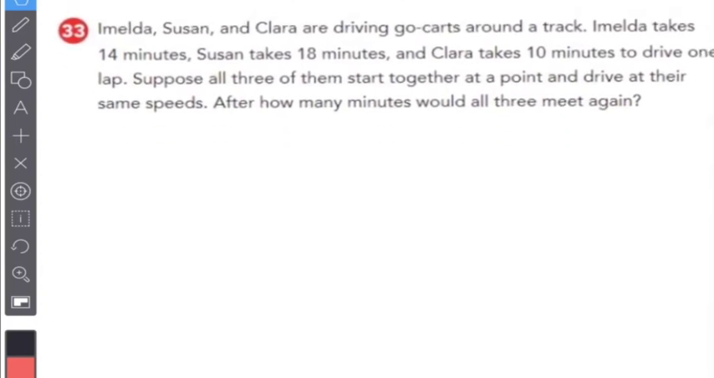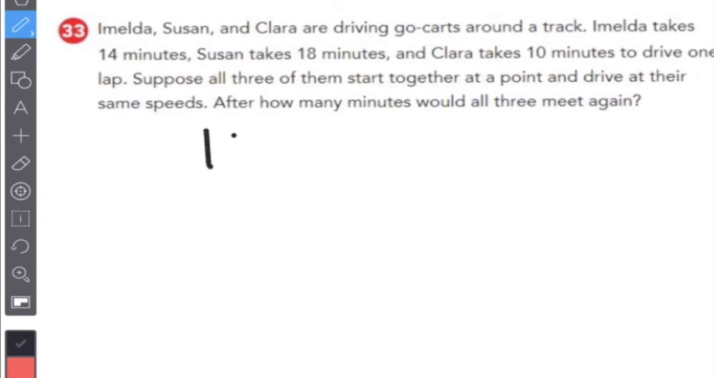Imelda, Susan, and Claire are driving go-karts on a track. Imelda takes 14 minutes. Susan takes 18, Claire takes 10 to drive 1 lap. Suppose all of them start together at a point and drive at their same speeds. This is similar to one we had for homework. About how many minutes would all 3 meet again? So it's the least common multiple where they're going to meet.